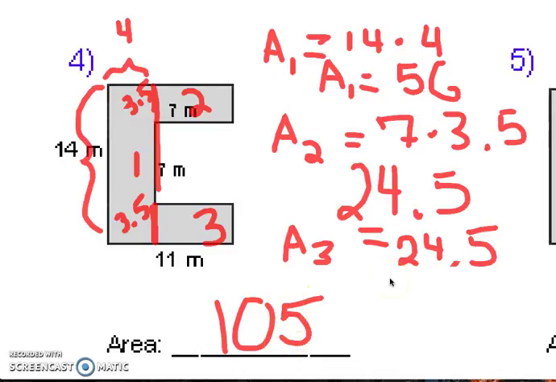So for all of the rest of these in the worksheet as well, you're going to have to break up all your shapes into shapes you already know. So look for familiar shapes, look for formulas we already know.